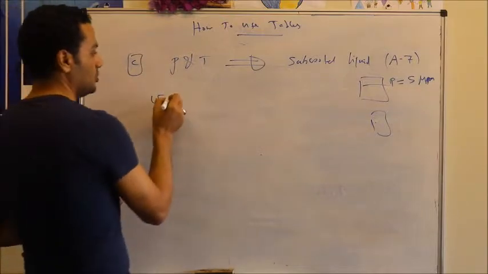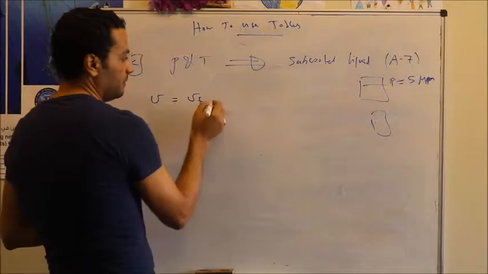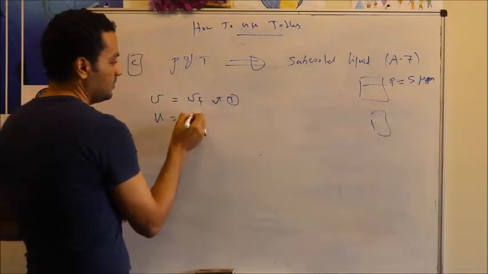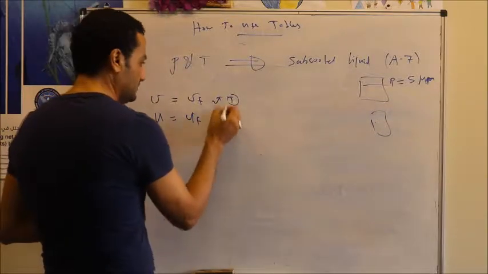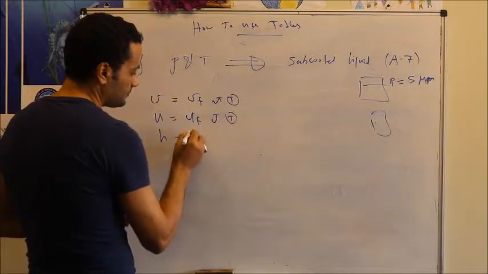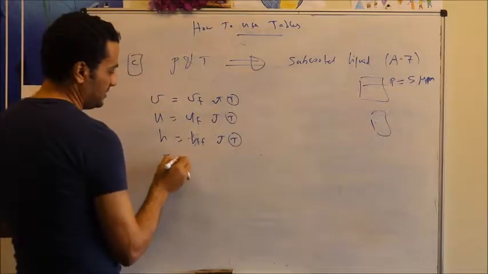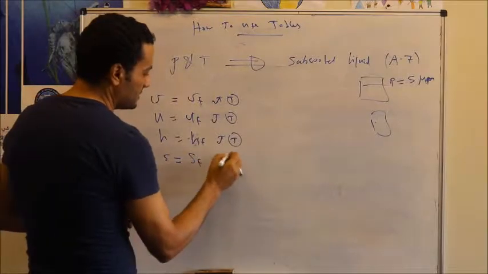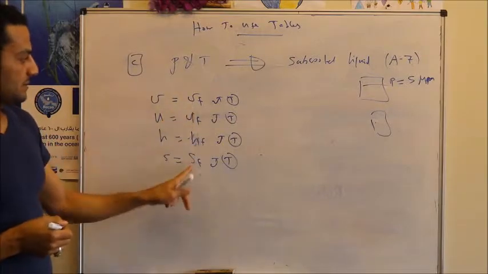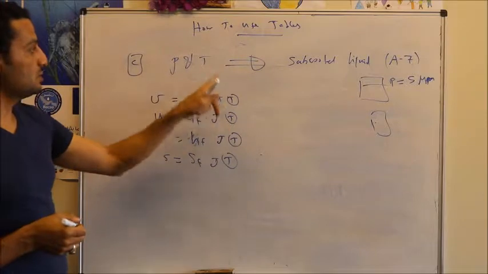In this case we assume the properties are equal to the saturated liquid properties. So we assume the specific volume v equals v_f at the given temperature, and internal energy equals u_f at the given temperature. Enthalpy equals h_f at the given temperature, not the given pressure, and the entropy equals s_f at this given temperature. But why do we take this assumption? Properties are equal to saturated liquid properties at this given temperature, not given pressure.